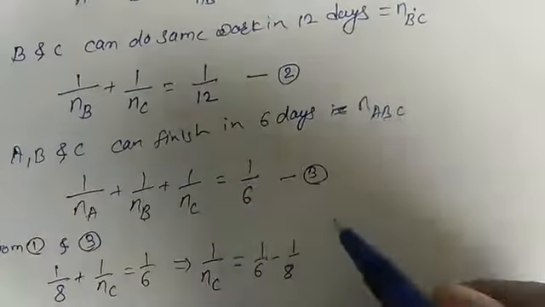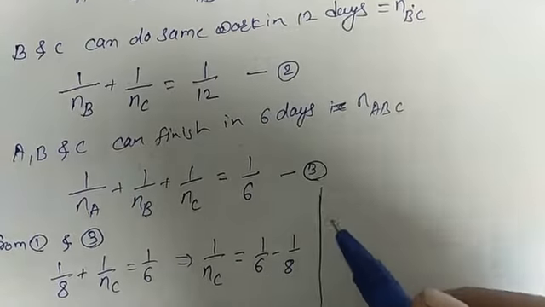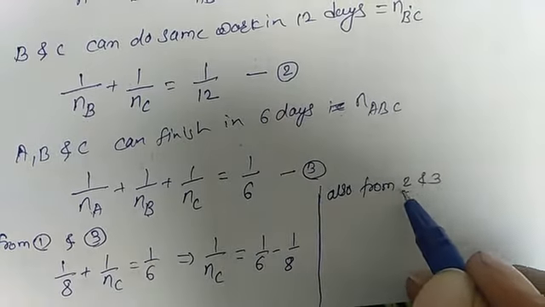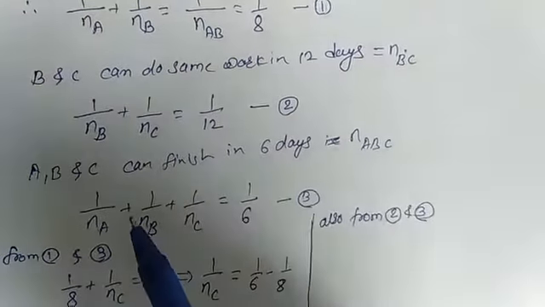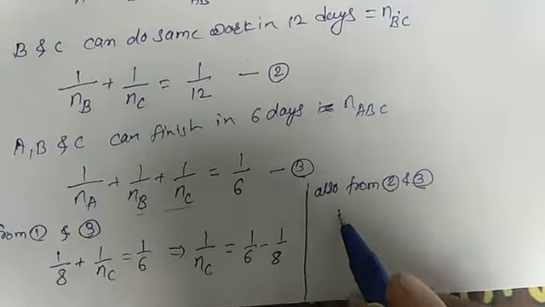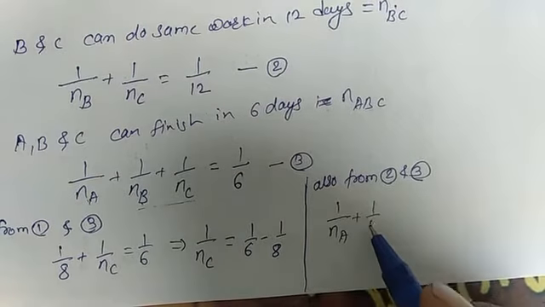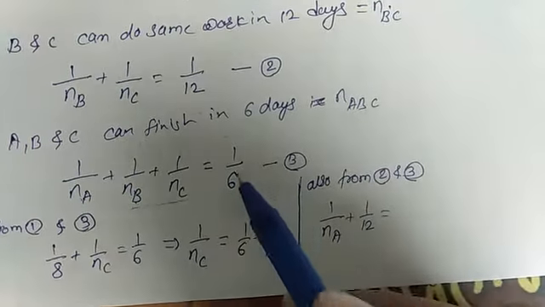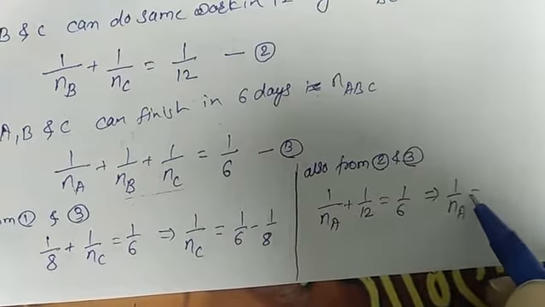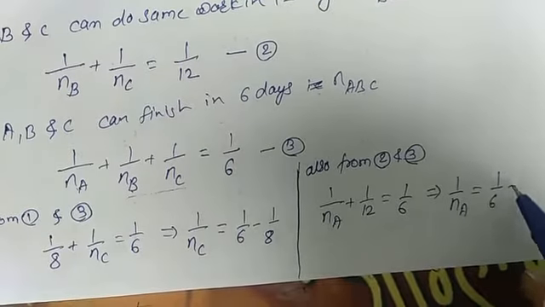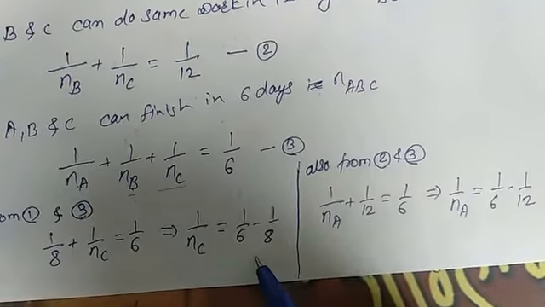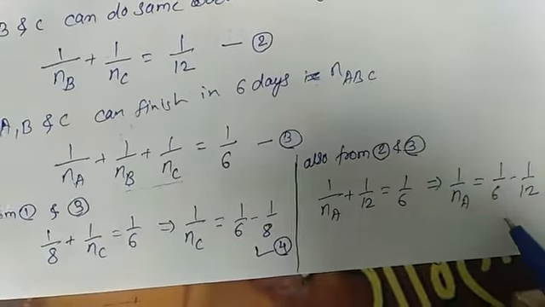And also from 2 and 3: 1 upon n B plus 1 upon n C is 1 upon 12. So 1 upon n A plus 1 upon 12 is equal to 1 upon 6, which implies that 1 upon n to the base A is equal to 1 upon 6 minus 1 upon 12. Okay, so we consider these two equations as 4 and 5.